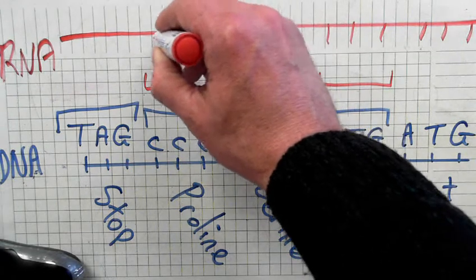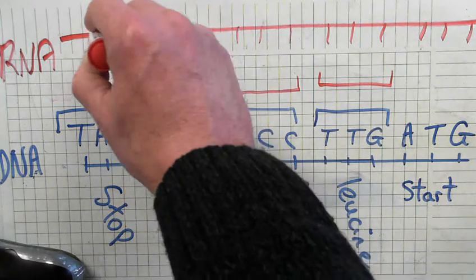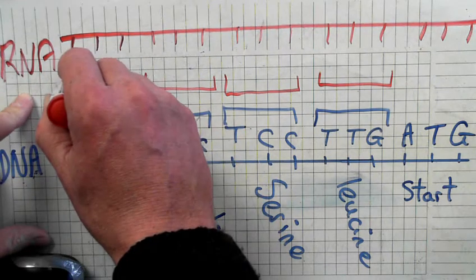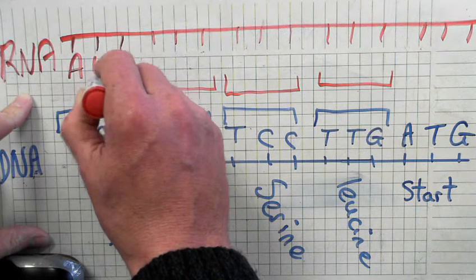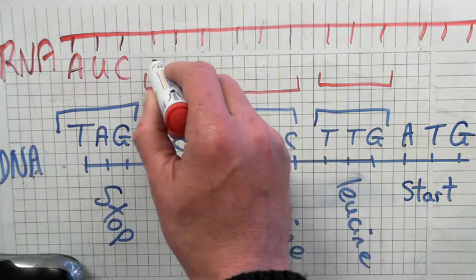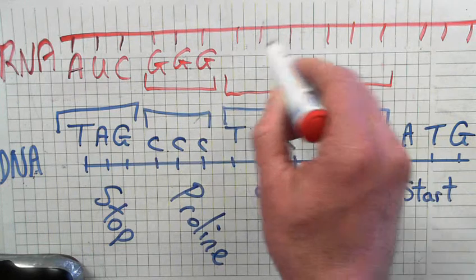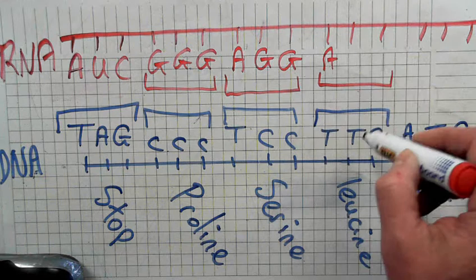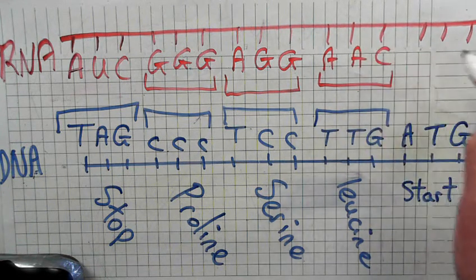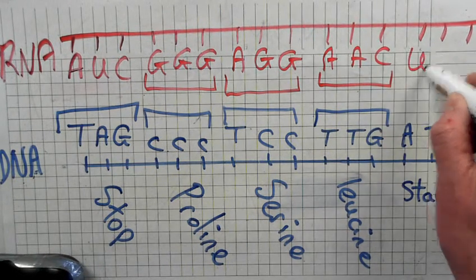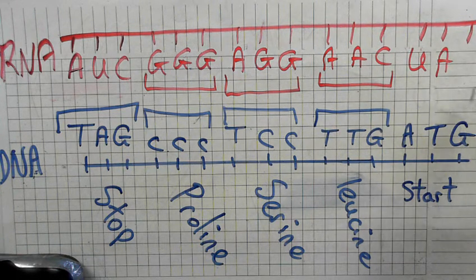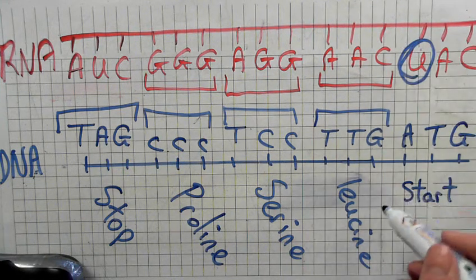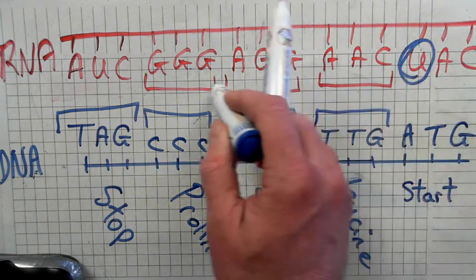Sir, does uracil go with T? Uracil goes with A. Right, so what's my sequence? T goes with A. A, G, G. A, and C. And U, A, and C. So that's the only difference between RNA and DNA. Instead of a thymine, you have a uracil.